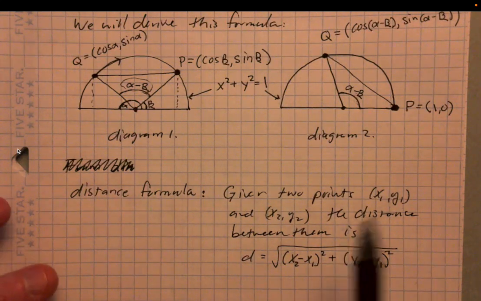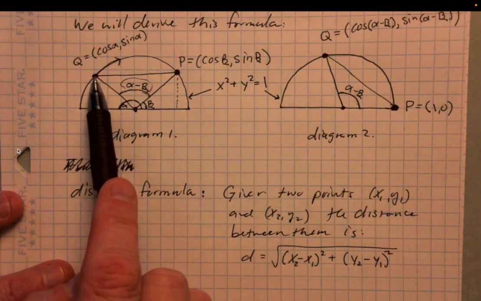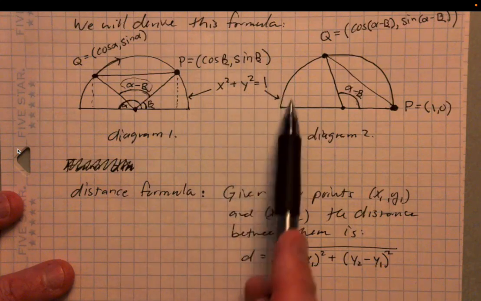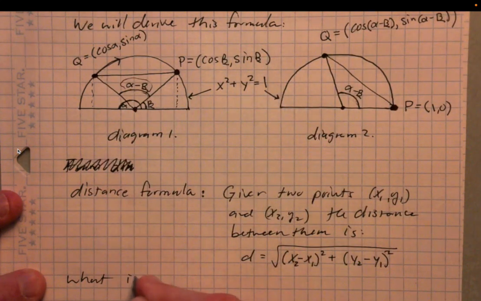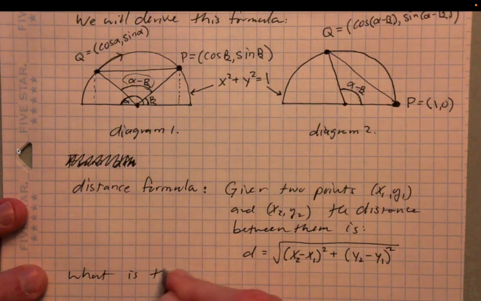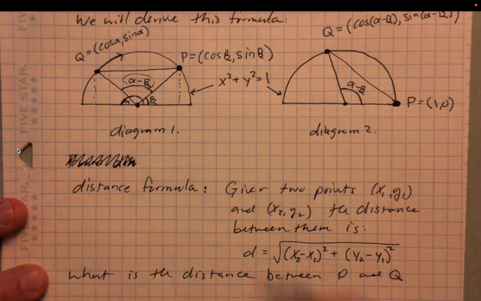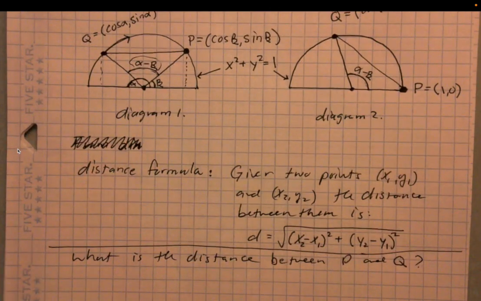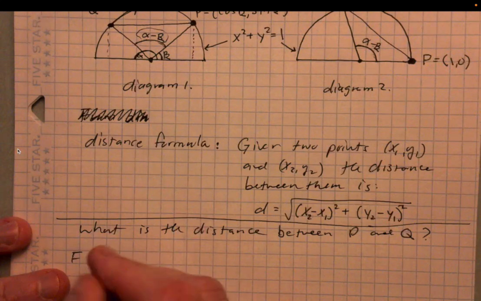Now, what we want to do is figure out the distance between P and Q. Right, it should be the same over here as it is over here, right? Because the triangle is the same. It's still inscribed in the exact same circle. Okay, so what is the distance between P and Q? So that's kind of the question that's going to drive this next section. Okay. And so we're going to look at diagram 1 for this.